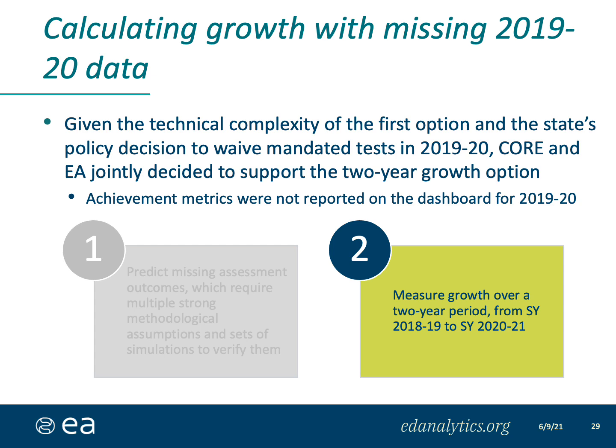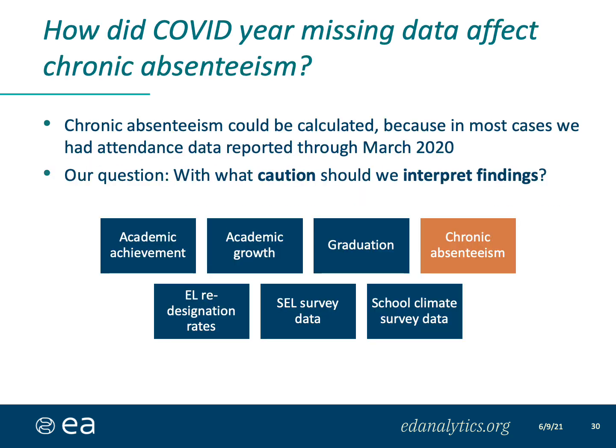In the case of the core dashboard, the teams decided to support the 2-year growth option, given the technical complexity of the first option and the state's policy decision to waive mandated tests in 2019-20. In the case of chronic absenteeism, however, we could report the metric using partial attendance data. So our goal was to understand whether the chronic absenteeism outcomes should be interpreted with caution due to the COVID-19 year impact on attendance data.